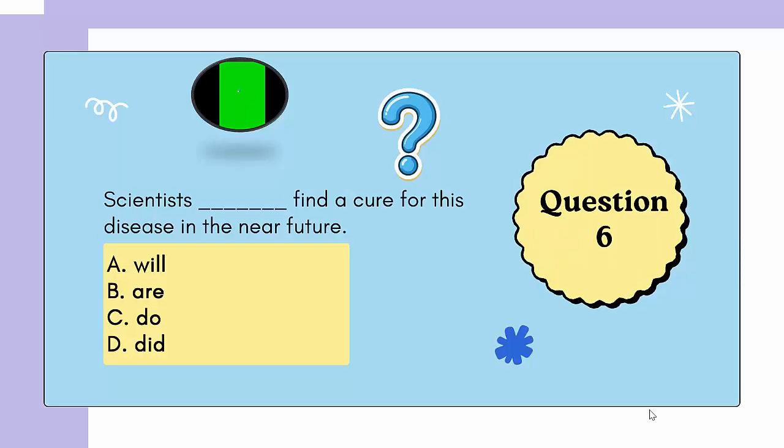Question number 6. Scientists blank find a cure for this disease in the near future. A. Will. B. Are. C. Do. D. Did.